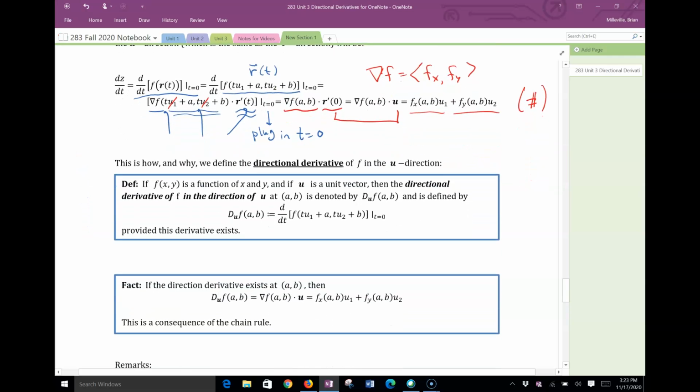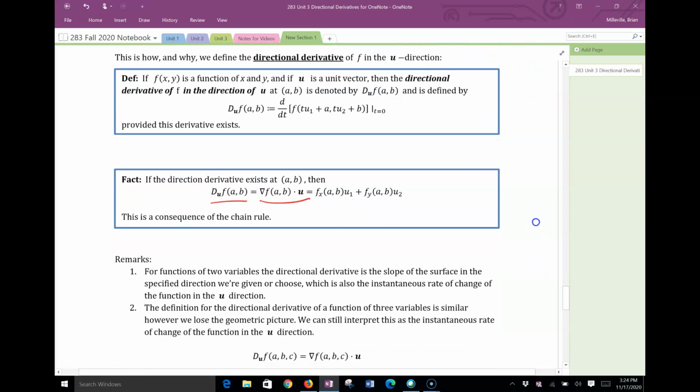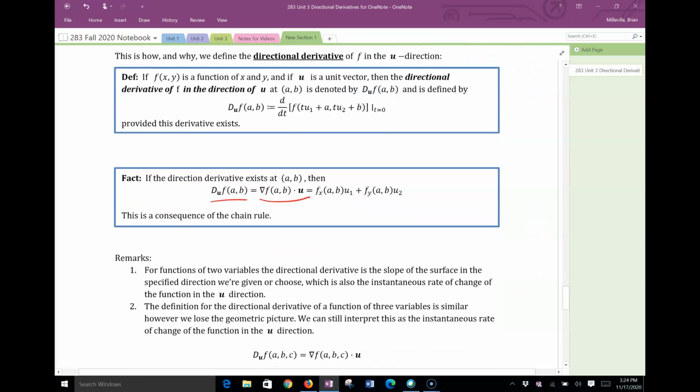By the chain rule, though, and this is what we're going to use more often than the definition, that directional derivative will equal the gradient of f dotted with the unit vector u. The gradient of f at the point AB dotted with the unit vector u. That is a consequence of the chain rule. All right, a couple other remarks. For functions of two variables, that directional derivative does represent a slope. We tried to motivate this from something we could wrap our head around, something that we could visualize.